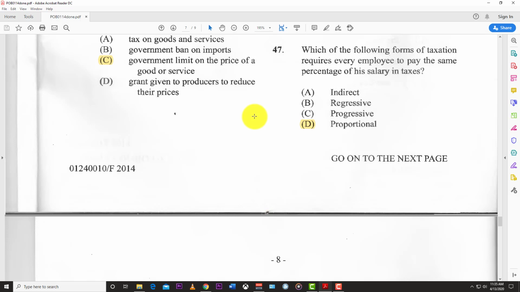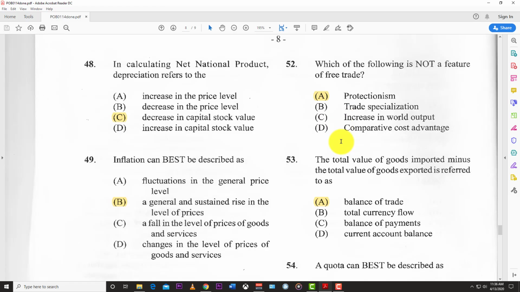47. Which of the following forms of taxation requires every employee to pay the same percentage of his salary in taxes? And when talking about percentage, we're talking about proportional tax. In the regressive system, the poor pay more, in the progressive, the rich pay more, and indirect is a consumption tax. It depends on what you buy, what you consume, but proportional is where everybody pays the same percentage.